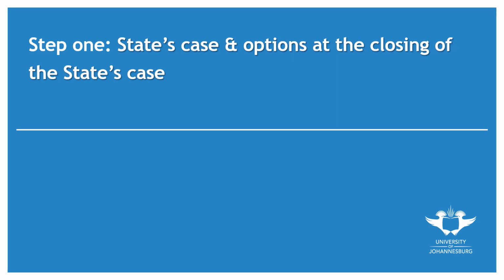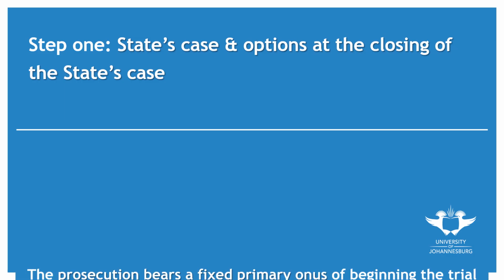Now, the case for the prosecution, the state's case, is the first step in the criminal trial after the plea of guilty. So after the plea and the court has gone through the processes of inquiring about the plea explanation, formal admissions, and those sorts of things, the state starts its case. Now, why does the state start the case?